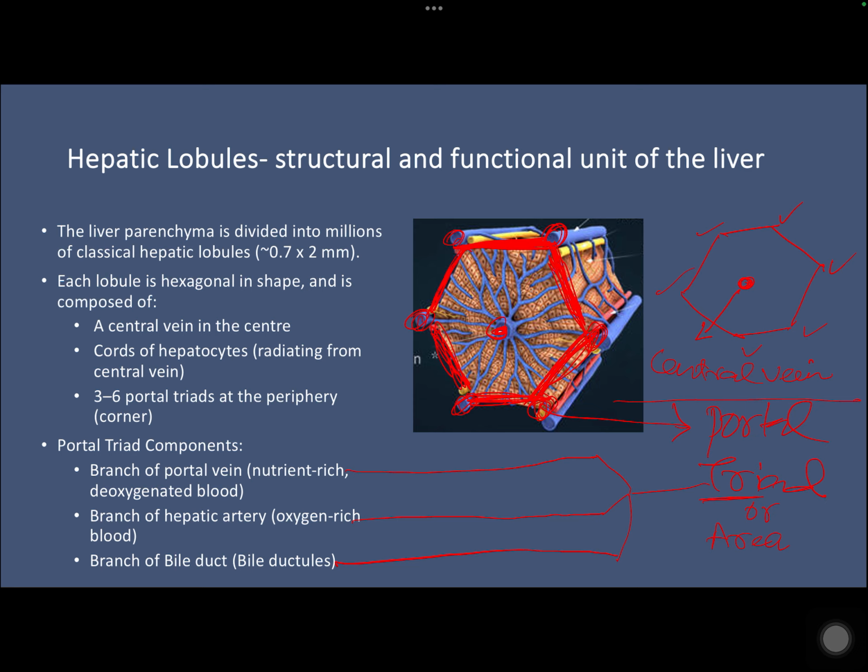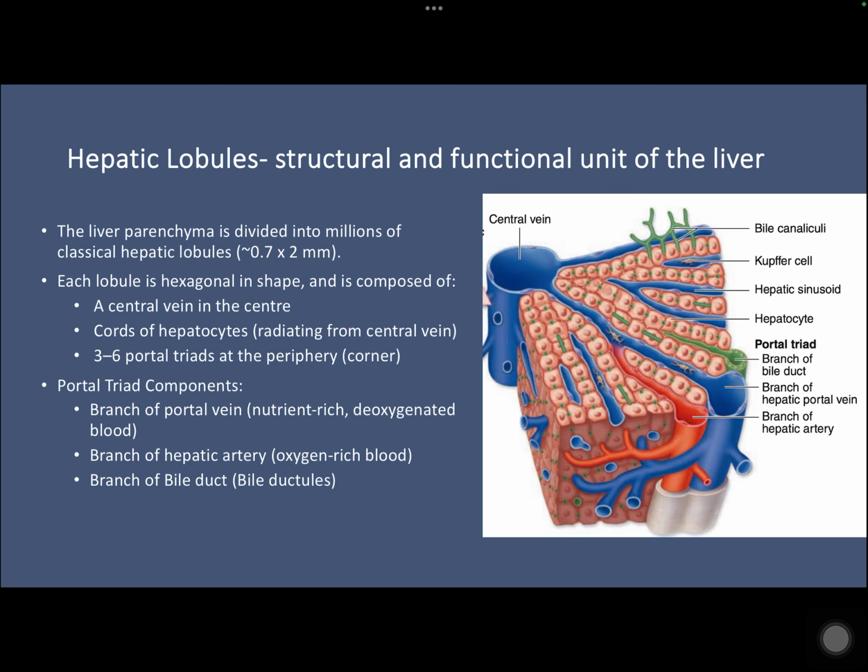So the lobule consists of a central vein in the center, and at the periphery or at the corners it consists of portal triads ranging from 3 to 6, and then it consists of cords of hepatocytes. Now what are cords of hepatocytes? As we can see in this image, this is the central vein, this is the portal triad. Now from the central vein some cells are emerging and they are radiating or moving towards the portal triad.